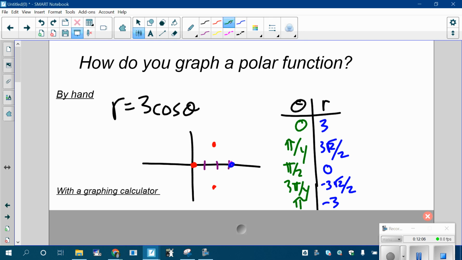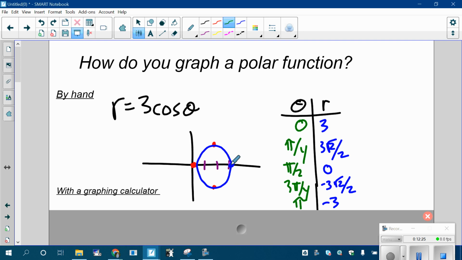You could get some more points if you wanted to. What does the shape end up being? It doesn't end up being a diamond. It actually ends up being a circle. You get a couple more points and that makes it clear. So r equals 3 cosine of theta is a polar circle.